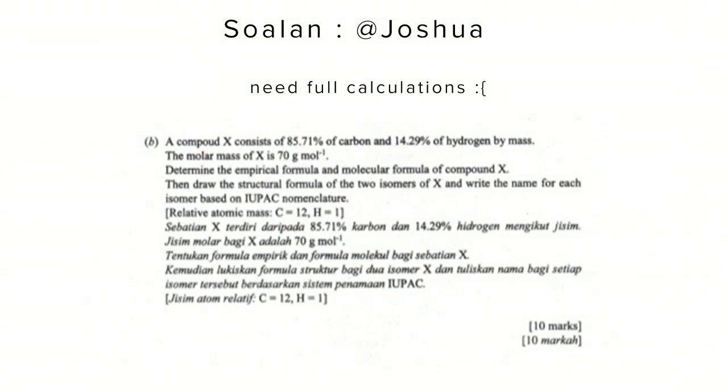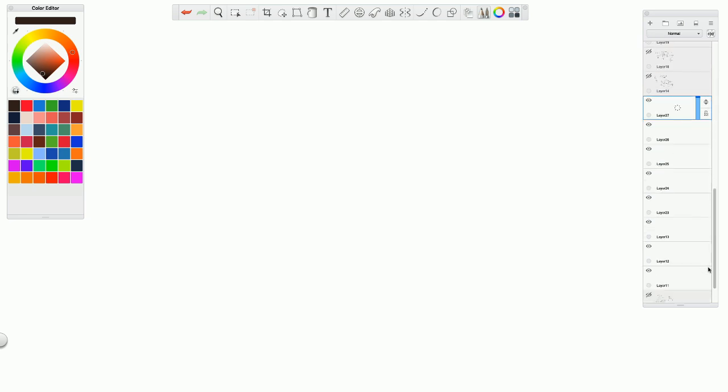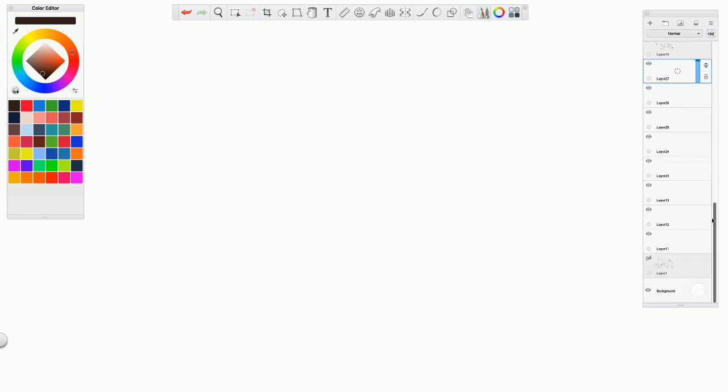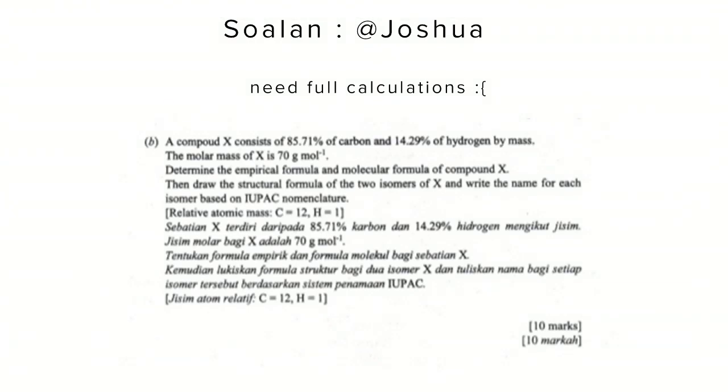Okay. Full calculation. Okay, don't worry. Let's do the full calculation. Alright. Empirical, okay, 10 markah. Oh, banyaknya soalan dia. Okay. Compound consists of 85.7% of carbon. Okay, let's draw nicely. Okay, let's draw a table. So you need to draw full calculations.